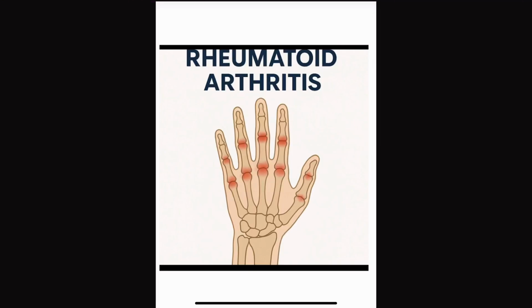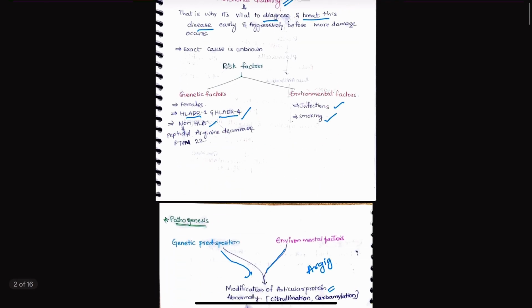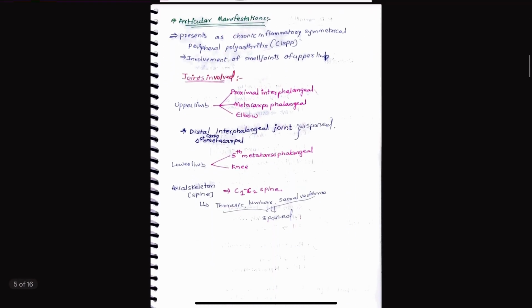In the last video, we completed the introduction and pathogenesis of rheumatoid arthritis. Now let us move on to the clinical manifestations of rheumatoid arthritis. There are both articular and extra-articular manifestations. So let us go one by one.